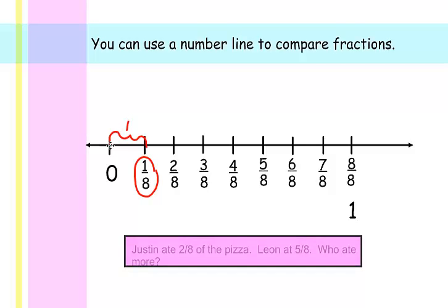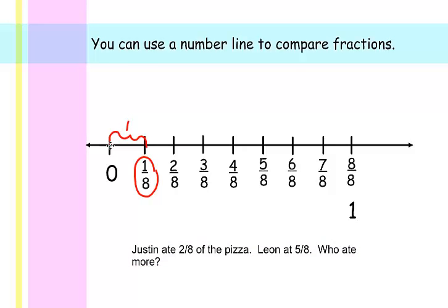So here's our problem. Justin ate 2/8 of the pizza. Leon ate 5/8. Who ate more? We need to identify 2/8 on the number line, and this is Justin. And we need to identify 5/8 on the number line, and that's Leon.